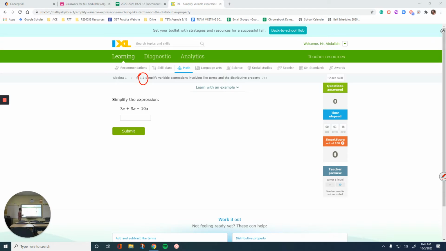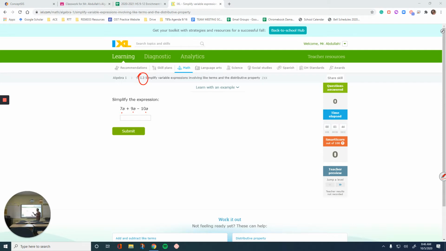Okay, the first one is simplify. It says simplify the expression. I think that's going to be the question for all of the rest of the questions. So what we do is we look for like terms and then we combine them together. So in here, each one of the terms has the variable a. That means they are all like terms. We have 7a plus 9a minus 10a.